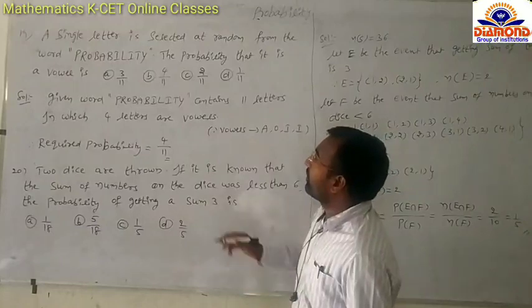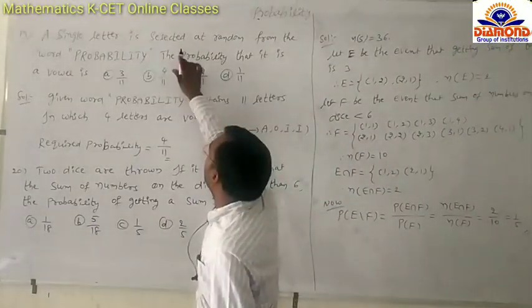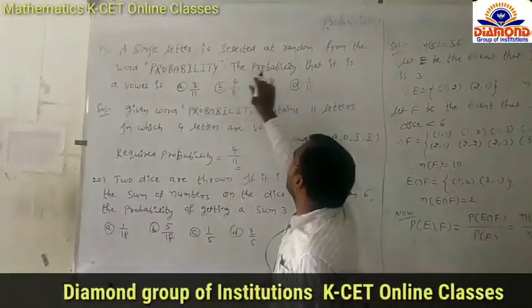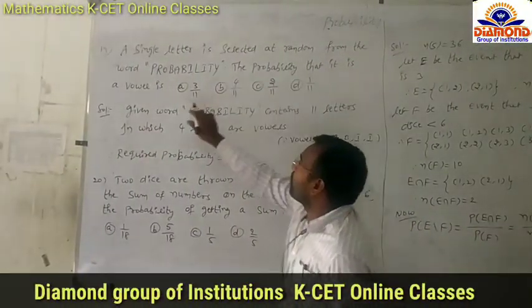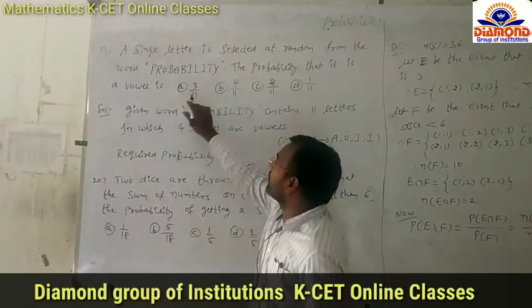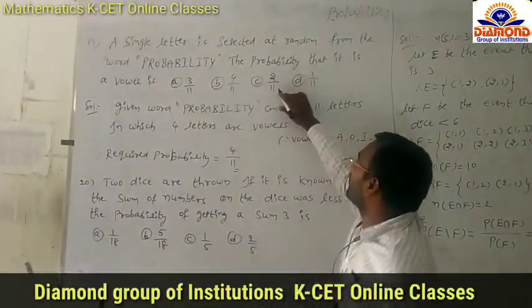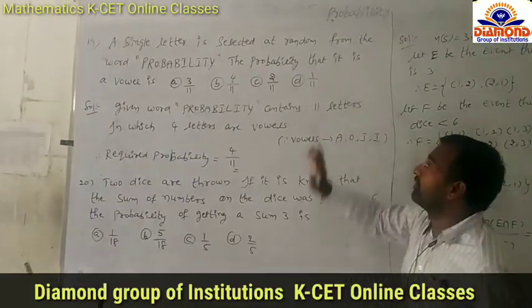Next problem. A single letter is selected at random from the word probability. The probability that it is a vowel is: option A, 3 by 11; option B, 4 by 11; option C, 2 by 11; option D, 1 by 11.